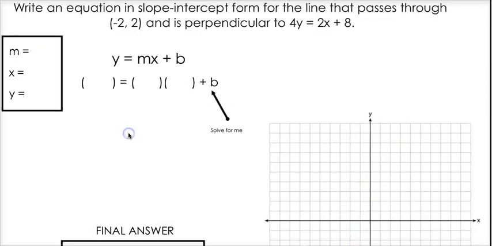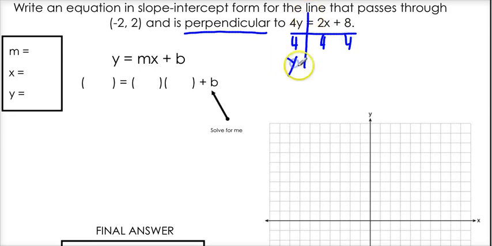All right, in this example, we're going to write the equation in slope-intercept form for a line that passes through negative 2, 2, and it's perpendicular to 4y plus 2 equals 2x plus 8. Now to do this, first we recognize that it's perpendicular, and we need to find the slope of our original line. And if you notice here, it's not in y equals mx plus b form. So what are we going to start by doing? Solving for y. And the way we do that is divide everything by 4. Okay, let's divide everything by 4 first, right?